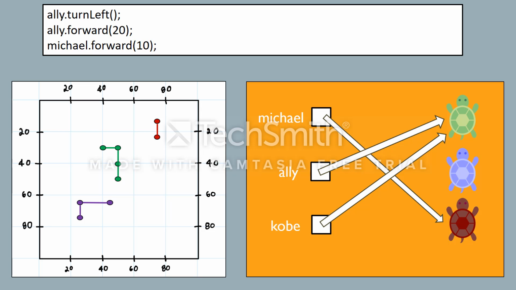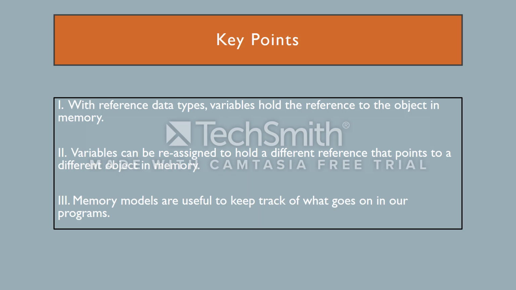And we're done! You drew your first memory model using reference data types. These are the shapes that the turtles have drawn out, and these are the variables with their current references. Feel free to review over the material we covered in this video and trace through the code on your own. Then you can check it against the solution we came up with.